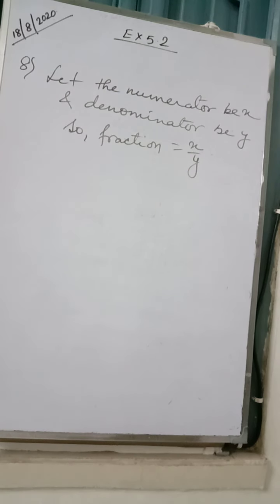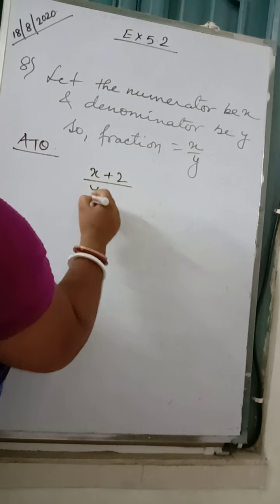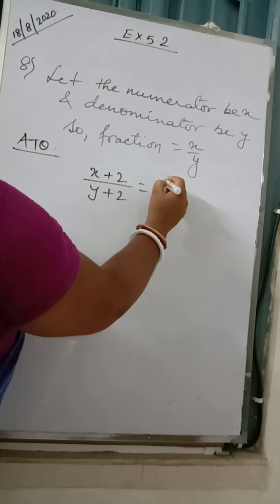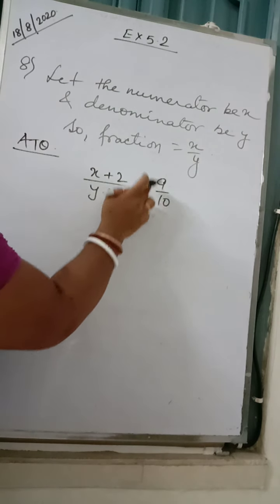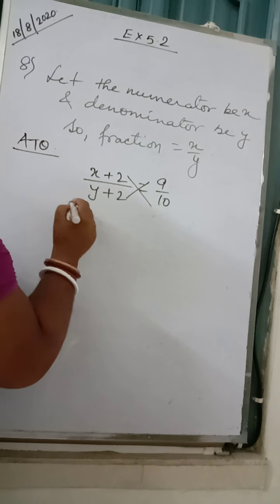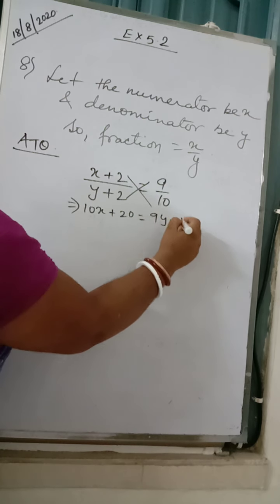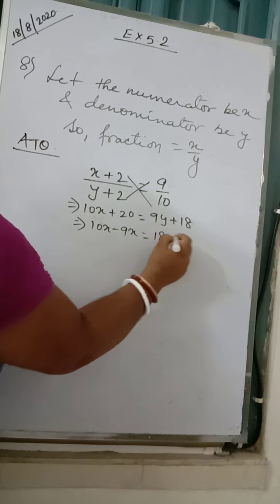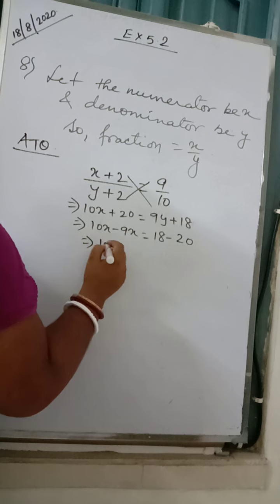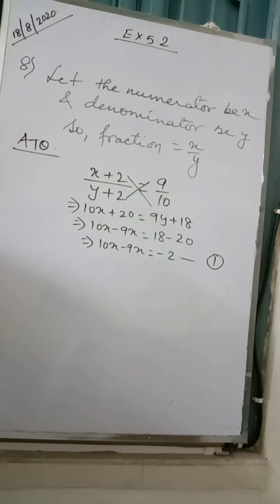Now according to the question, if 2 is added to numerator and denominator, the fraction becomes 9 by 10. So I have written x plus 2 by y plus 2 is equal to 9 by 10. We'll go for cross multiplication. It gives you 10x plus 20 is equal to 9y plus 18. Now 10x minus 9y is equal to 18 minus 20, or 10x minus 9y is equal to minus 2, equation number 1.